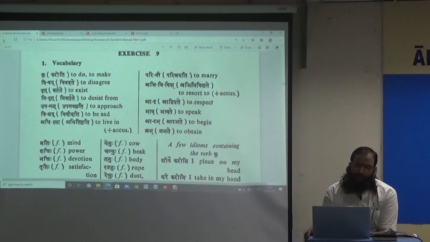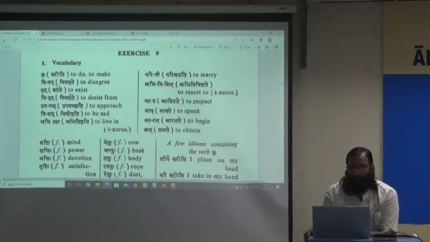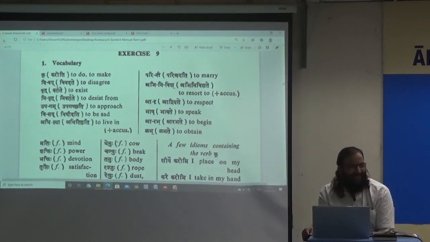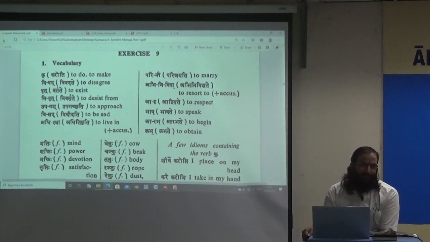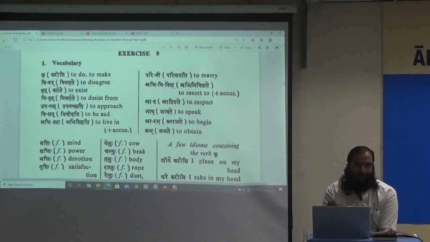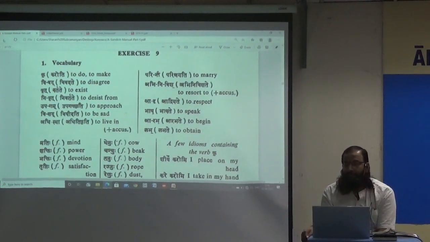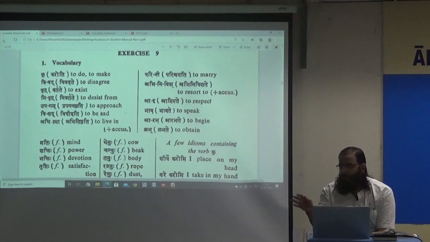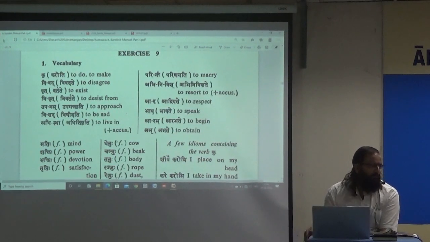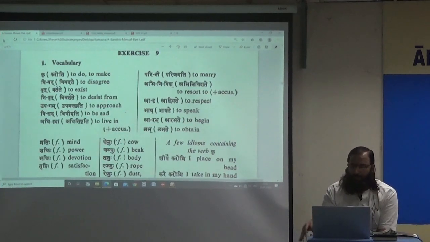Then pari plus ni. Parinayati. Ni. You bring something, right, in the marriage? You bring spouse, kalatram. A man brings a woman, woman brings a man. Or it can be the other way also, I don't know, everything is possible now. So parinaya, parinayati. Ni is nayati, nayataha, nayanti. It means to bring, to take. Anayati means to bring, okay. In English also we have an expression, to take in marriage.